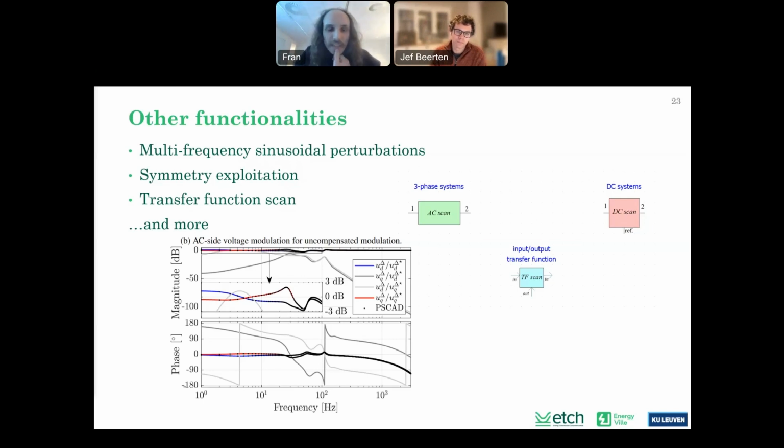In addition, we added a transfer function scan block that we are also actively using. So instead of just characterizing, let's say, the electrical buses, you can just define an input-output to your system and obtain the transfer function. And that's what you can see here on the screen, where we verified that our analytical models for the modulation function of an MMC were matching with what we were simulating in PSCAD.